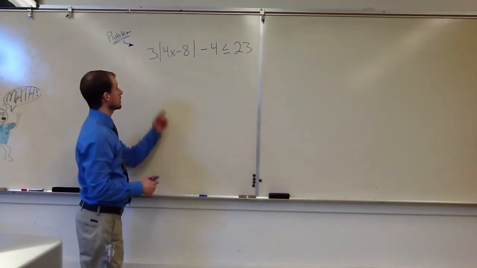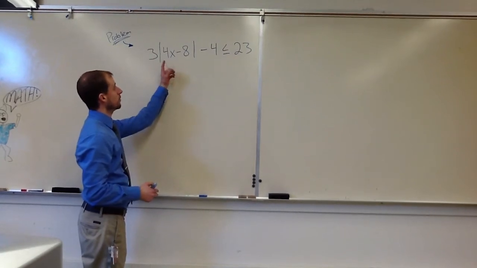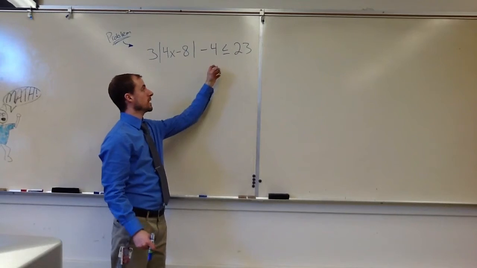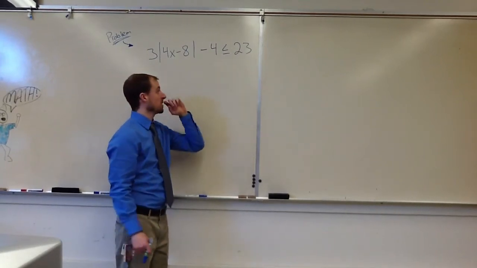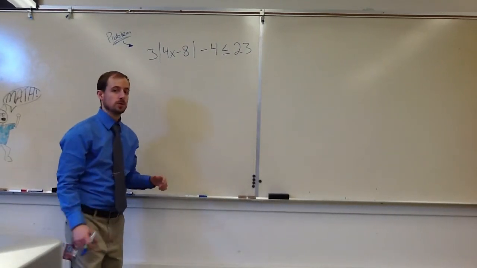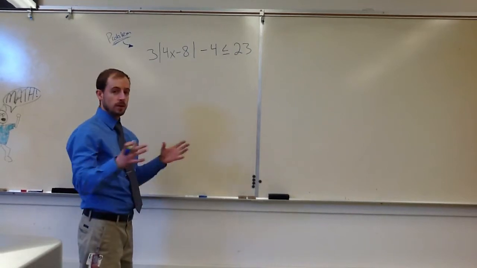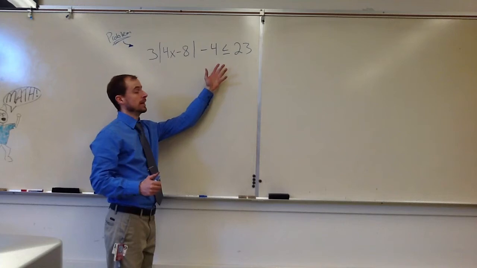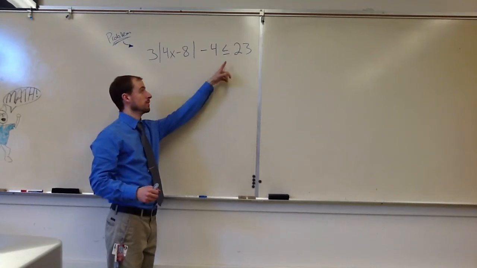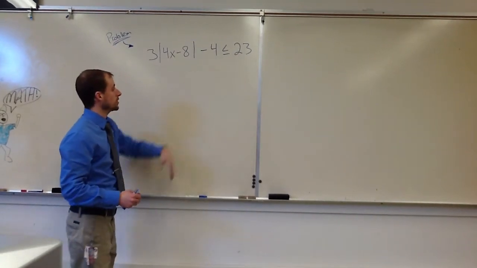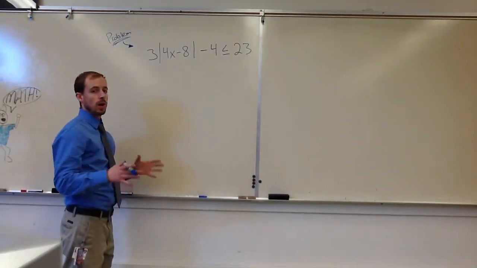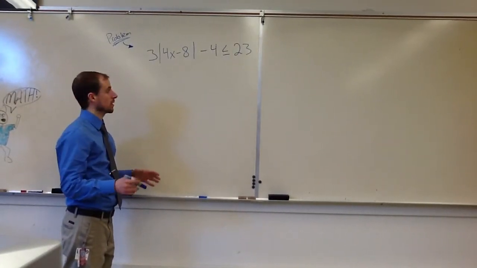The problem is 3 times the absolute value of 4x minus 8, then minus 4, less than or equal to 23. So, we're trying to figure out the possible solutions for x, and there's going to be more than one solution because it is not an equation, it is an inequality. So, first thing I need to do is get the inequality by itself so that I can start making sense of it.